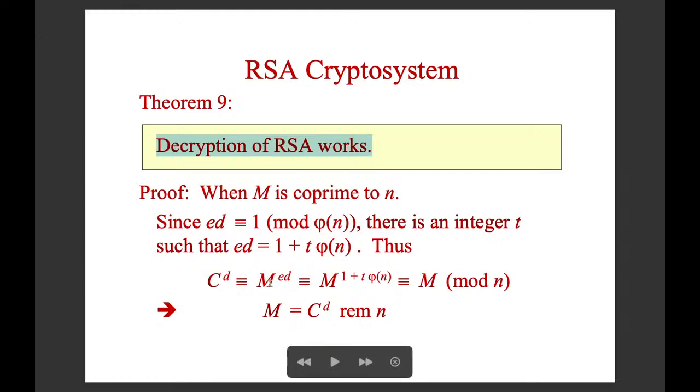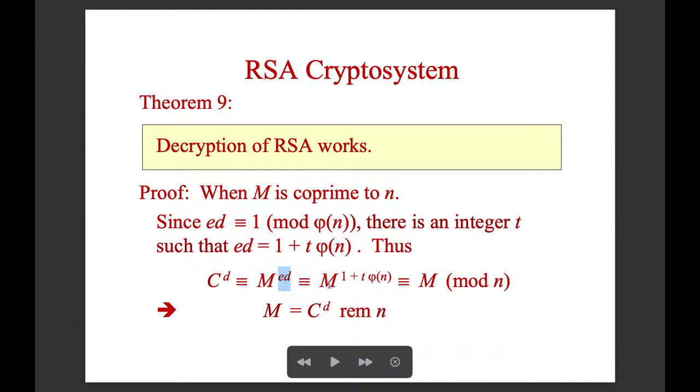So let's compute c to the power d. We want to find out that c to the power d is exactly equal to m. So why is it true? c to the power d turns out to be the same as m to the power e to the power d, because c is m to the power e. Now what is ed? Ed itself is a multiple of phi n plus 1. This is by the choice of e and d, right? So d is the multiplicative inverse of e modulo phi n. So in that case, we can replace ed as 1 plus some integer t multiplied with phi n.